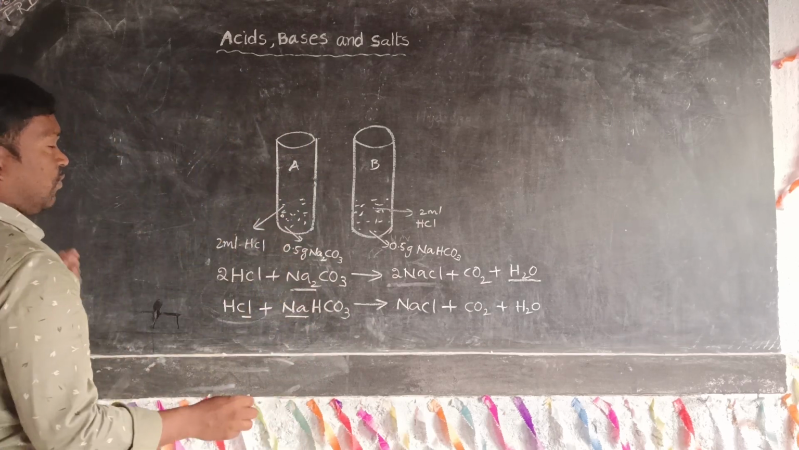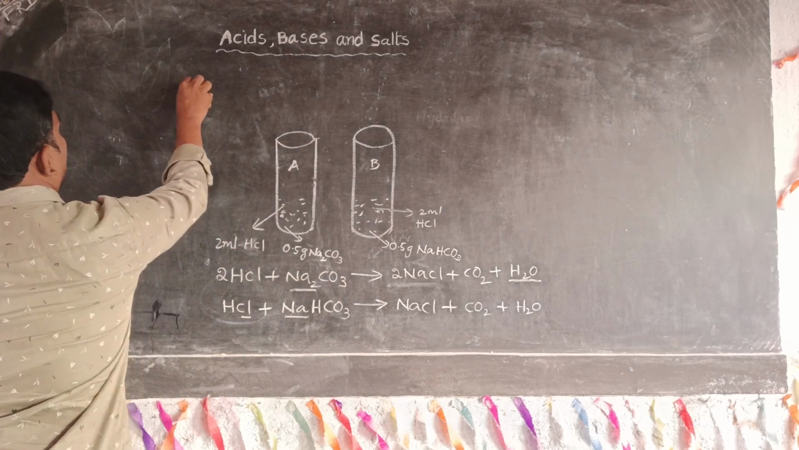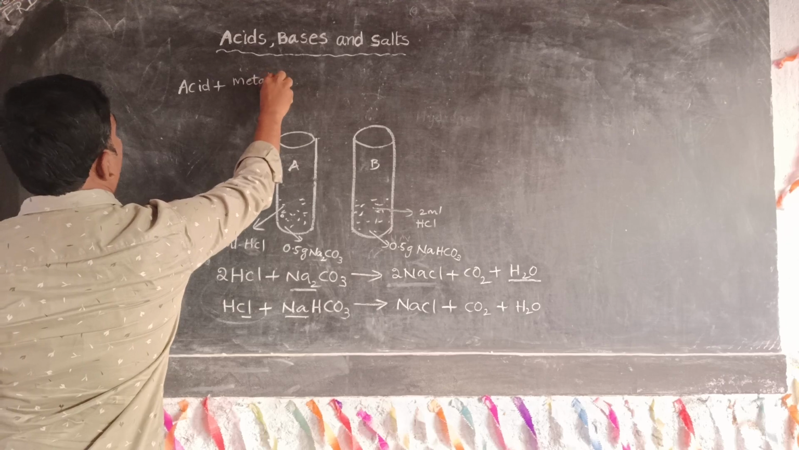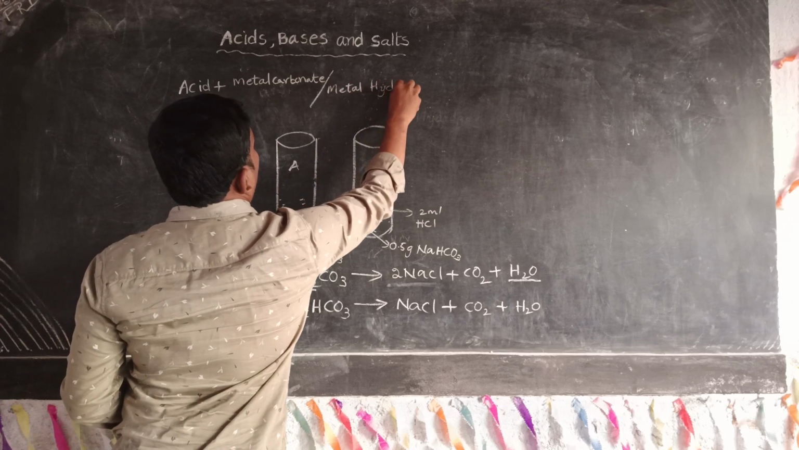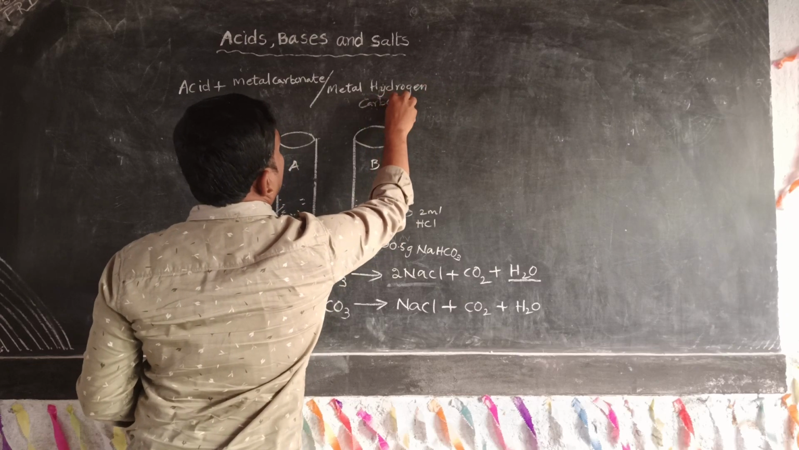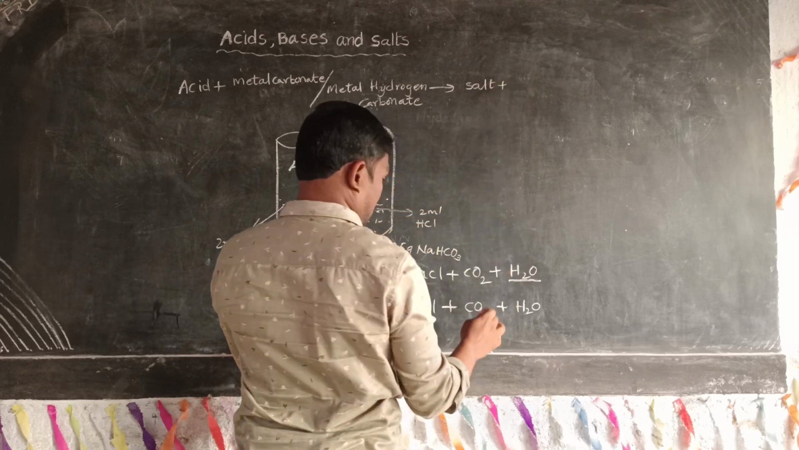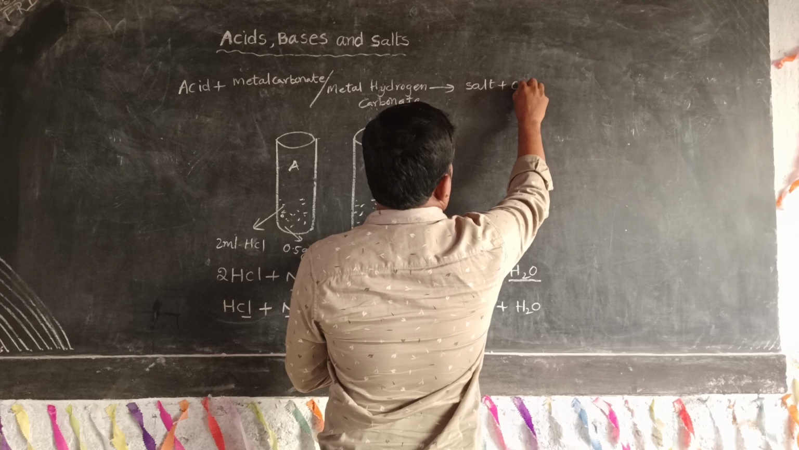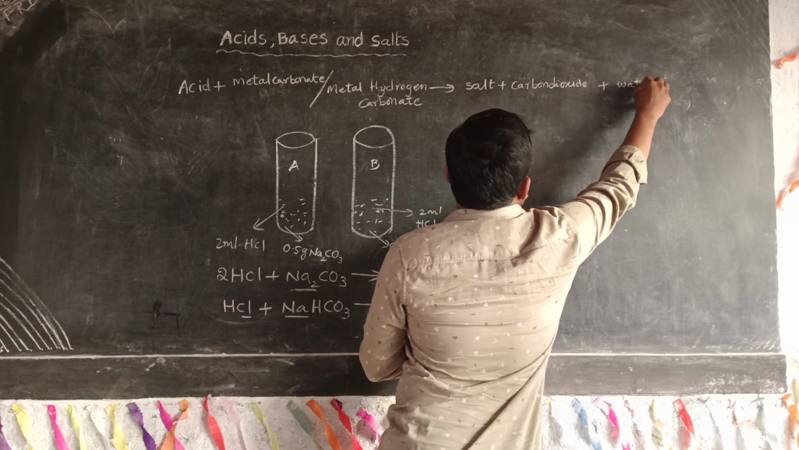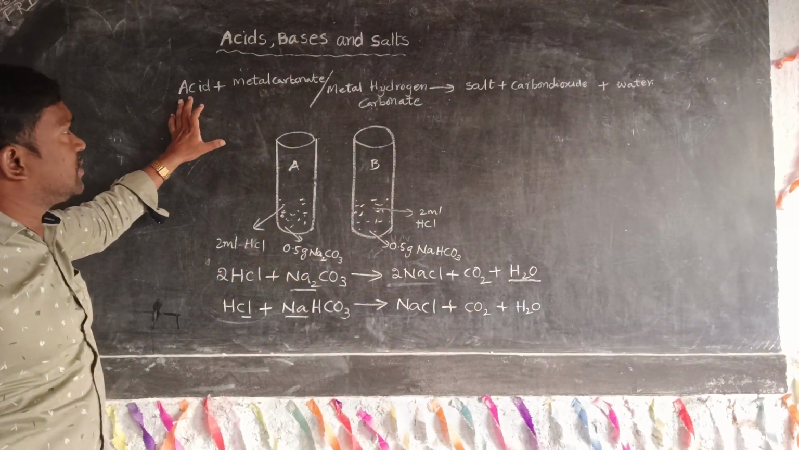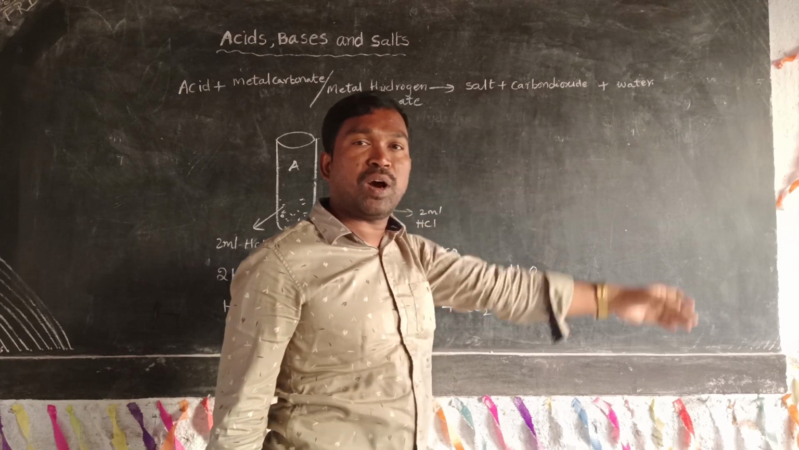The general reaction of acids with metal carbonates or metal hydrogen carbonates: acid plus metal carbonate or metal hydrogen carbonate produces salt plus carbon dioxide gas plus water.